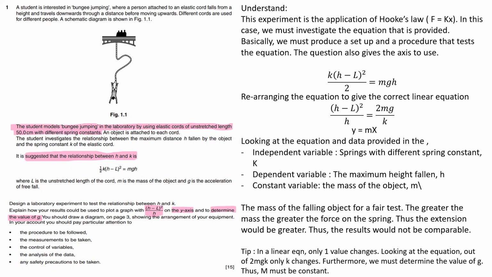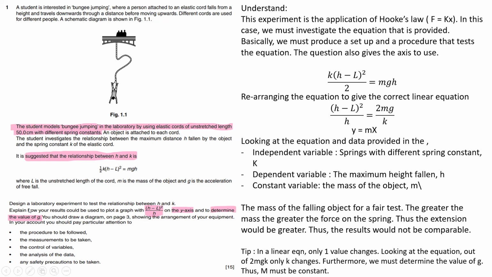Moving on, the student models bungee jumping in the laboratory by using elastic cords of unstretched length 50 centimeters with different spring constants. An object is attached to each cord. The student investigates the relationship between the distance h fallen by the object and the spring constant k of the elastic cord. It is suggested that the relationship between h and k is half times k times (h minus L) whole thing squared equals mgh, where L is the unstretched length of the cord, m is the mass of the object attached to each cord, and g is the acceleration of free fall.